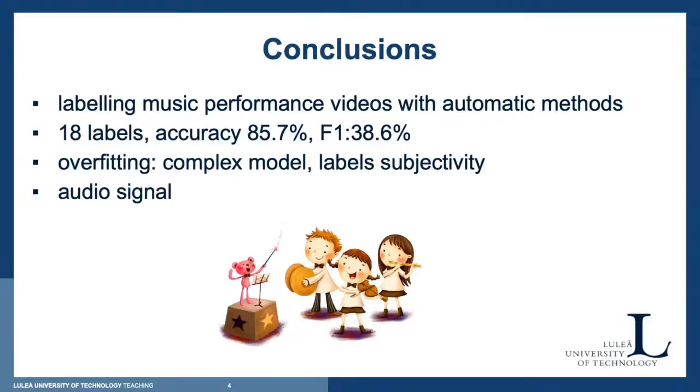Our model has a very poor performance with samples never seen before, and this overfitting is caused mostly by two factors. A very complex model: our model has more than 63 million parameters, and the number of training samples is too low. Also, the subjectivity of the labels. The labels in the model represent features such as expressive head movements that are very subjective.